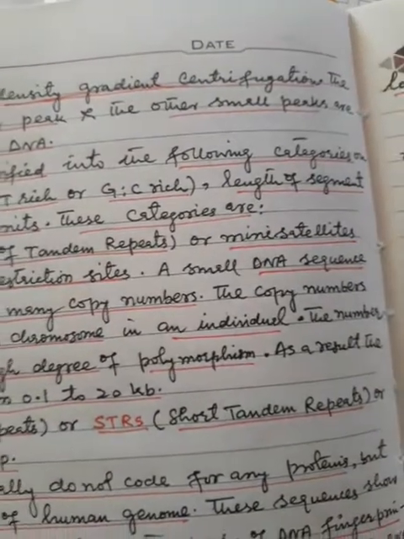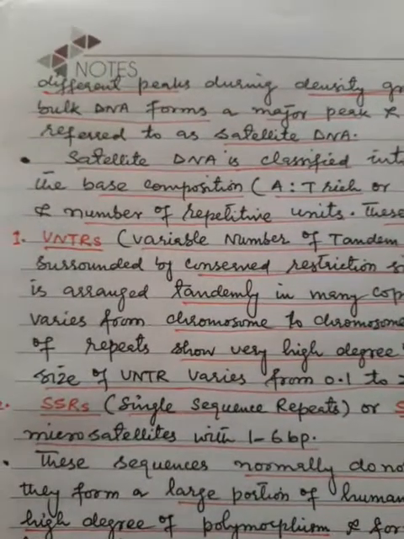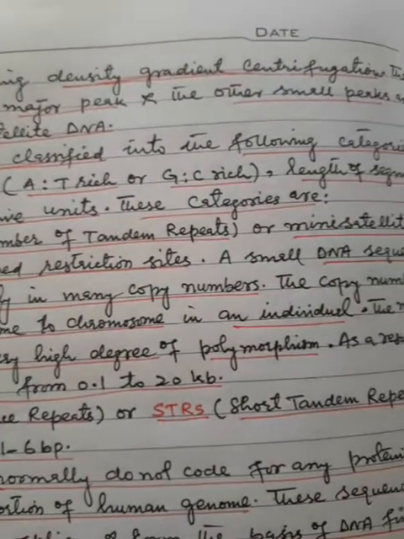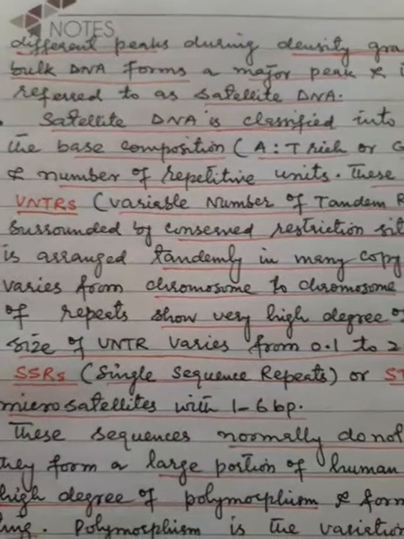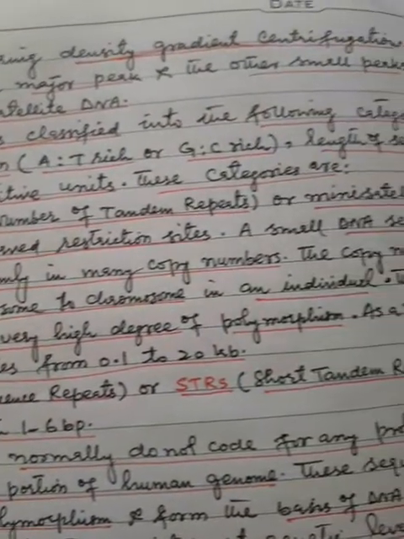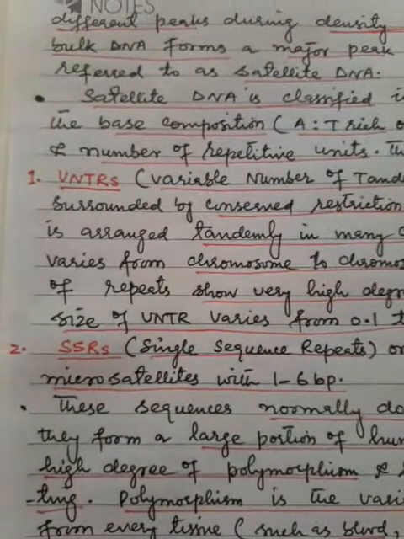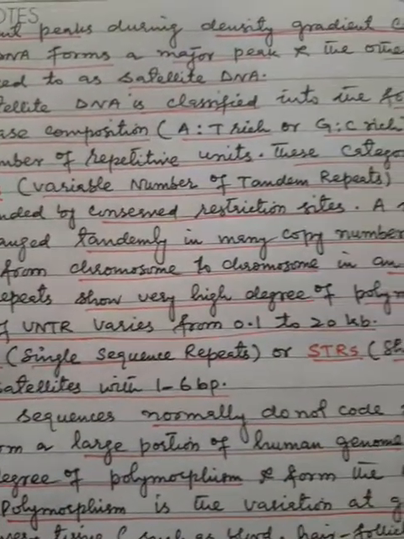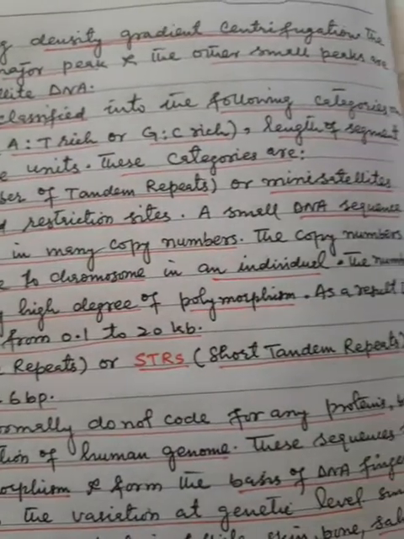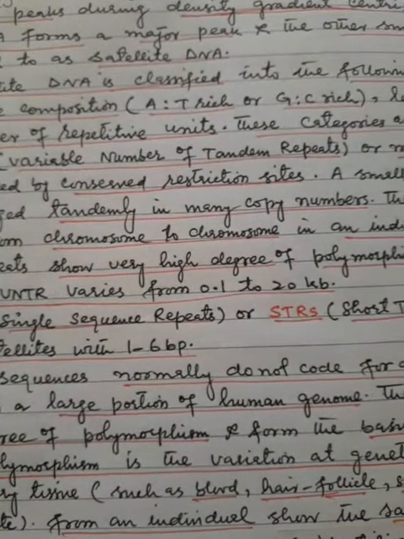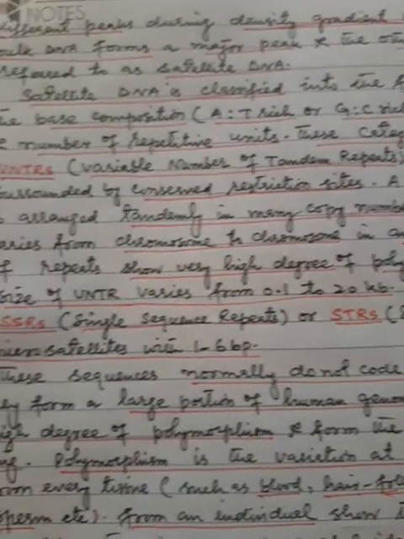A small DNA sequence is arranged tandemly in many copy numbers. The copy number varies from chromosome to chromosome in an individual. The number of repeats shows a very high degree of polymorphism. As a result, the size of VNTR varies from 0.1 to 20 kb.